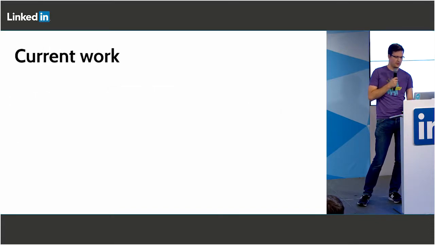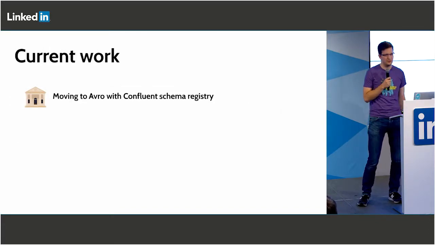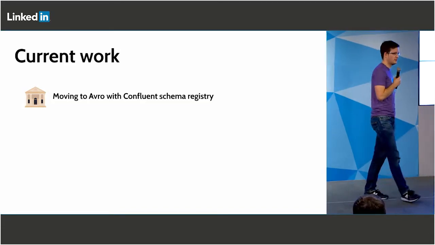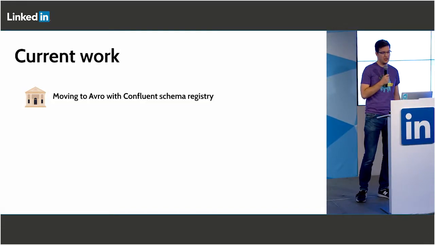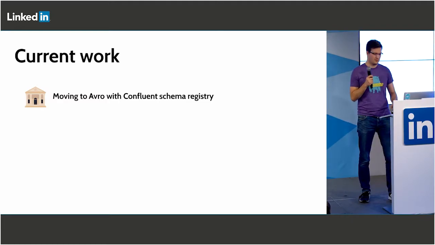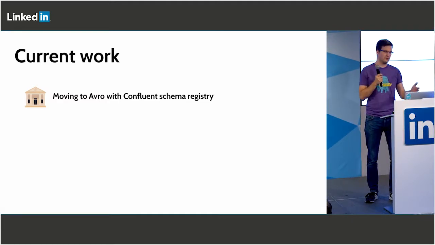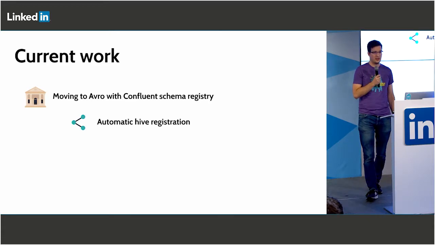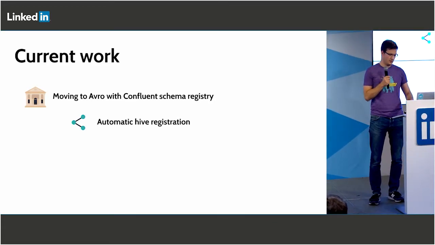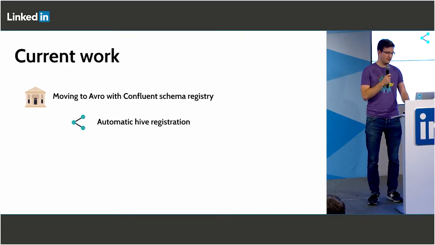What we are working on currently is basically moving to Avro with the Confluent Schema Registry. And what was a really great experience with Goblin is that it worked like a charm, really. With minimal effort, in a few days we could make it work. It has the automatic Hive registration, which also worked like a charm. So we really love that.